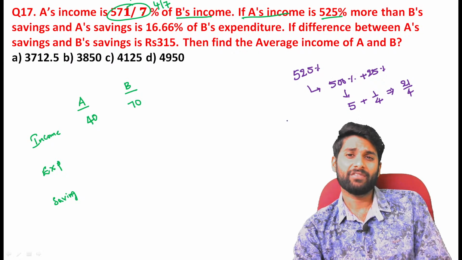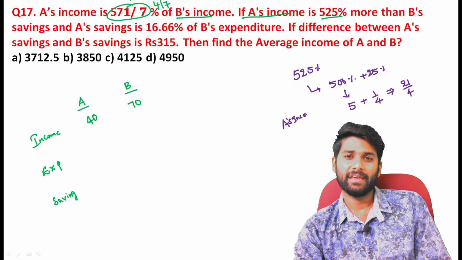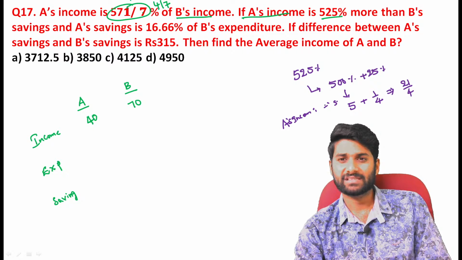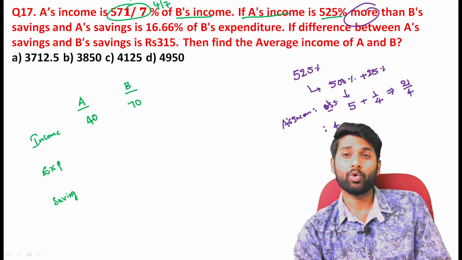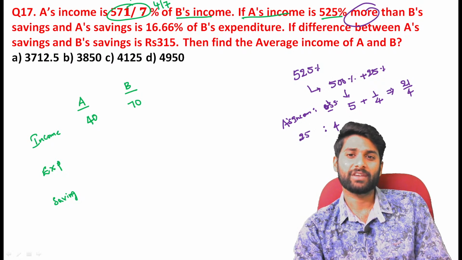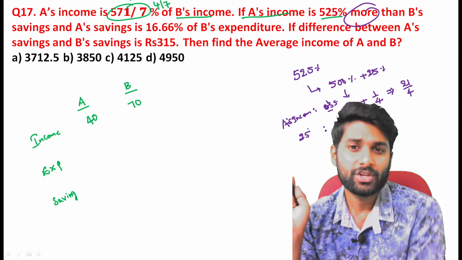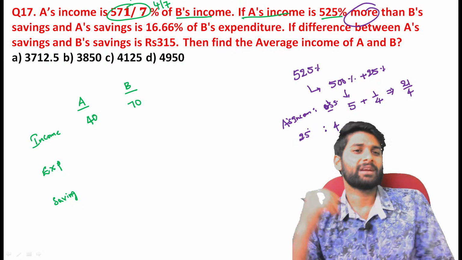So 21 by 4 means A's income to A's savings. Not A's savings, B's savings. Now the denominator is B's savings. If B's savings is equal to 4 units, A's income is 21 units. Now its value becomes 25. So the value becomes 25. Now 25 becomes 40.